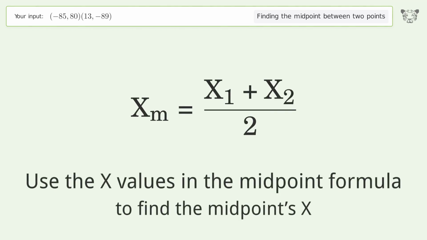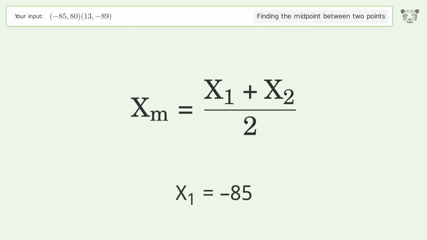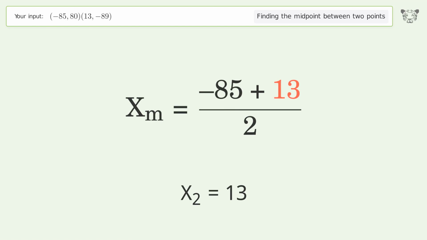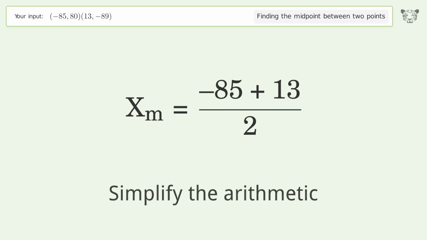Use the x values in the midpoint formula to find the midpoints x. x1 equals -85. x2 equals 13. Simplify the arithmetic.